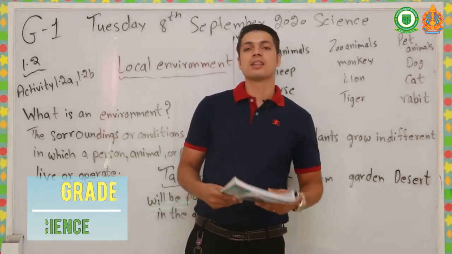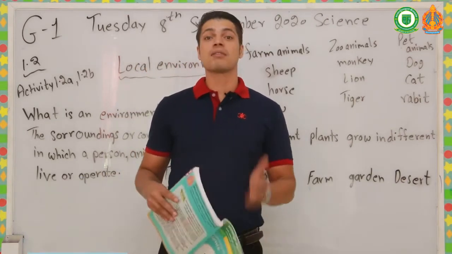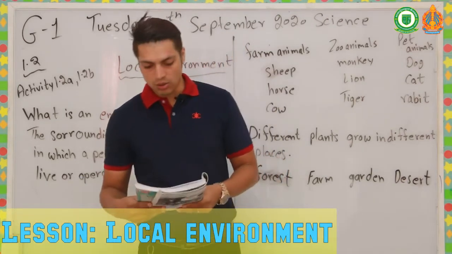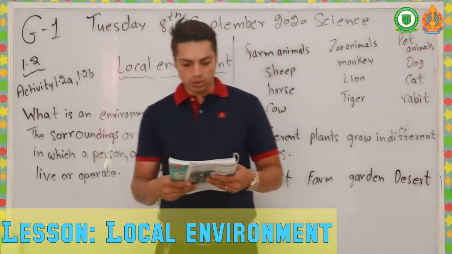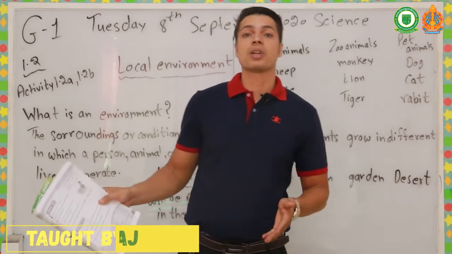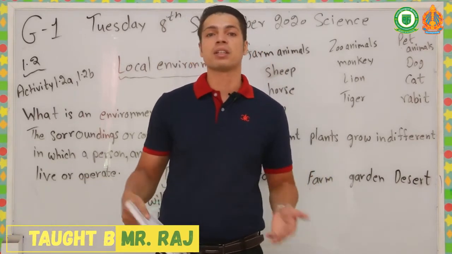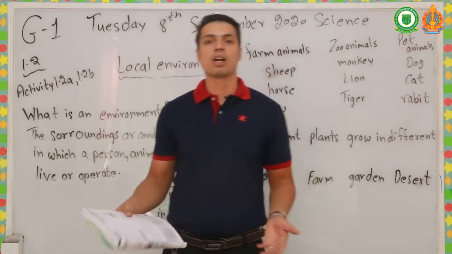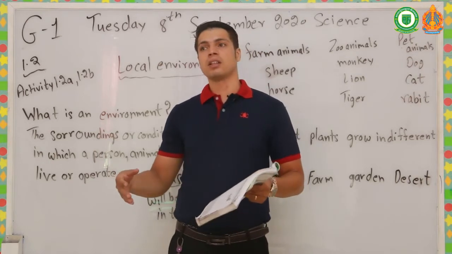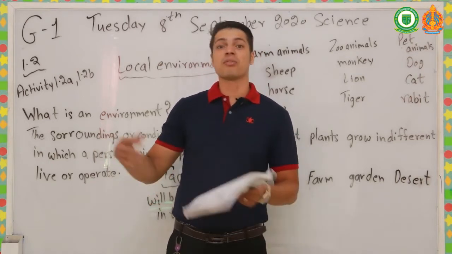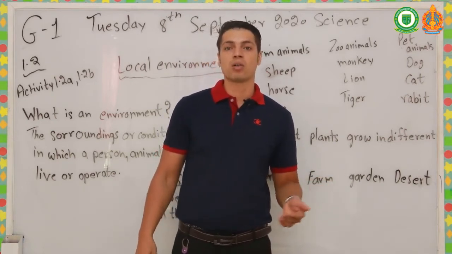Hello students, welcome back to our second video for today. You guys have done a great job in task 1. Today we are learning about local environment. Environment is all the surroundings and conditions that we live and operate in. All living things need a good environment to live and to operate. They cannot survive in very cold weather, and they also cannot survive in very hot weather.